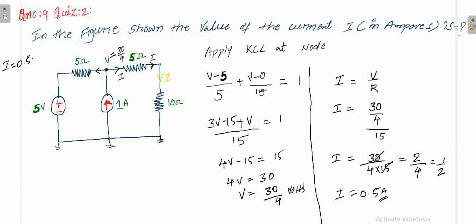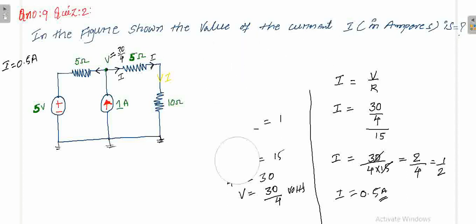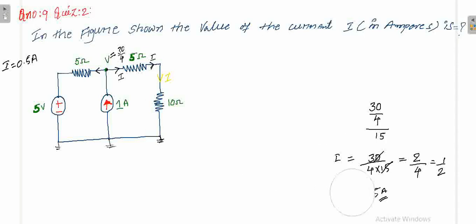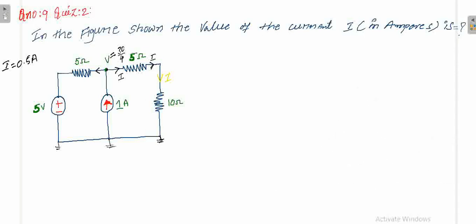Let us keep this aside. Here we have solved with nodal analysis, and we got I equal to 0.5 amperes. Now let us solve the same problem with mesh analysis.